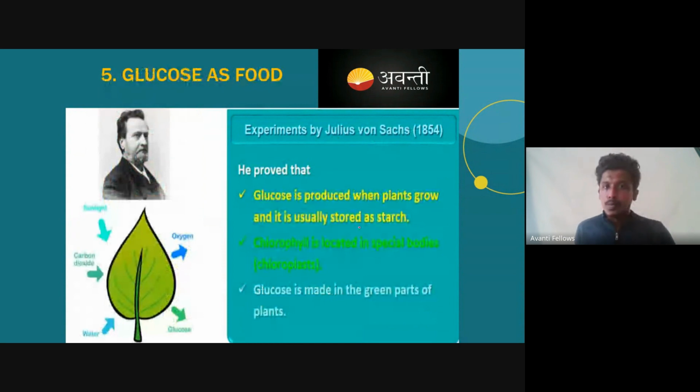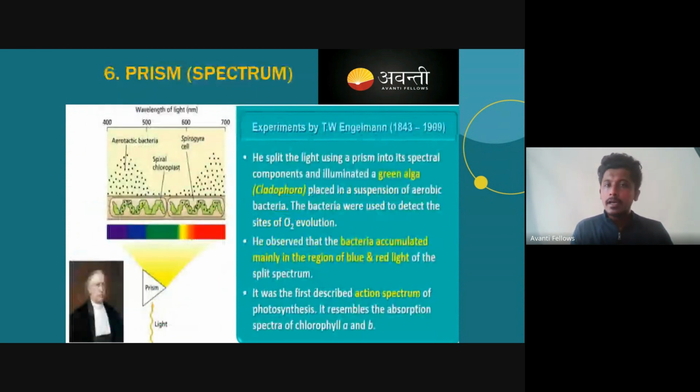Next one, Julius von Sachs, what he proved is that the result of photosynthesis is glucose. First glucose is produced and then it is converted into starch or stored as starch. He also identified that chlorophylls are present as special bodies, and within the cell there are chloroplasts which act as photosynthetic pigments. Now coming to experiments conducted by Engelmann. All these experiments are very important, students, so please read them once and write them down.